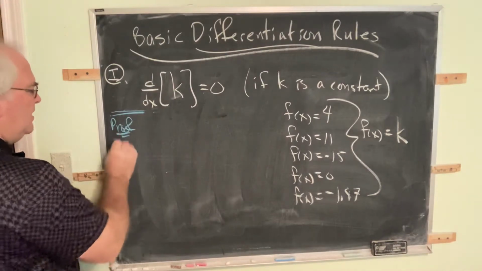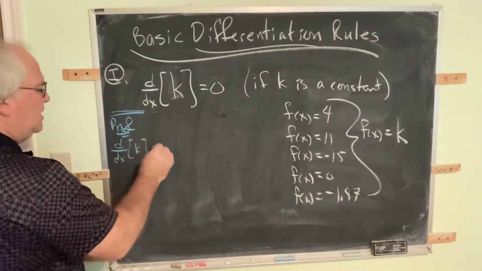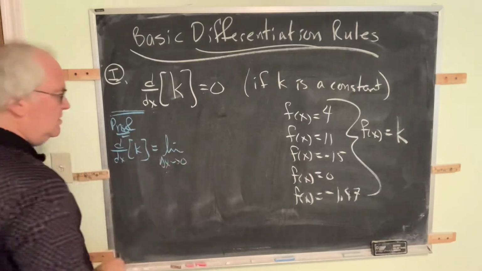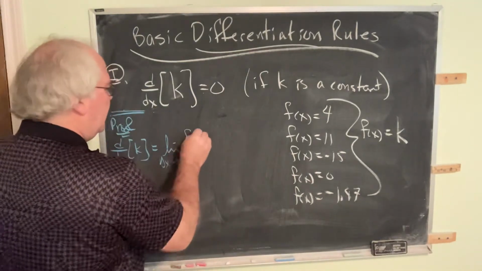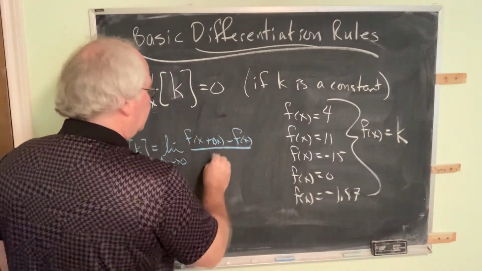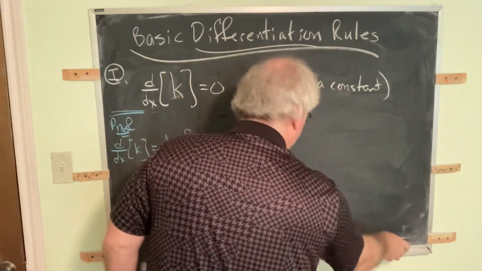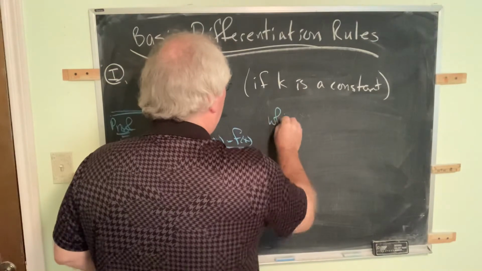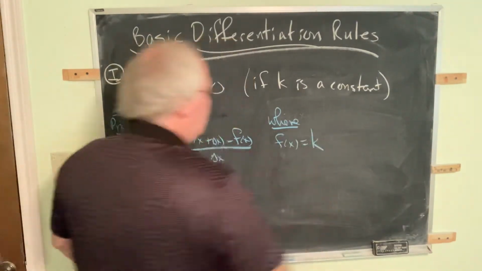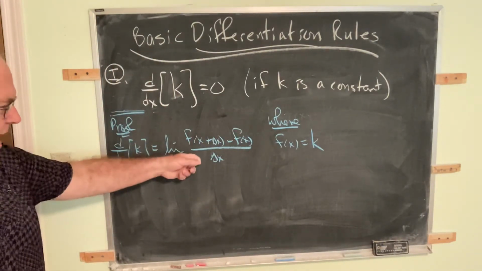My proof is this. The derivative with respect to x of the function k is equal to the limit as delta x goes to 0 of f of x plus delta x minus f of x, all over delta x, where f of x is equal to this constant function we're talking about. So the derivative is equal to that.